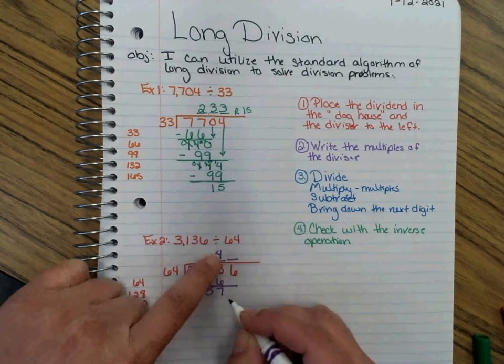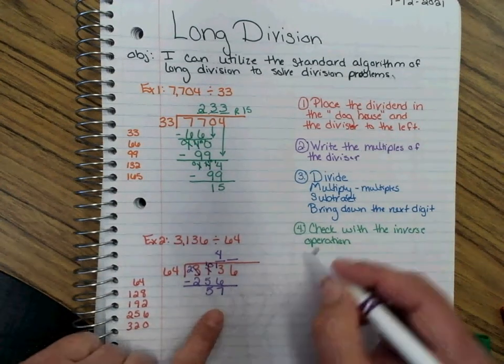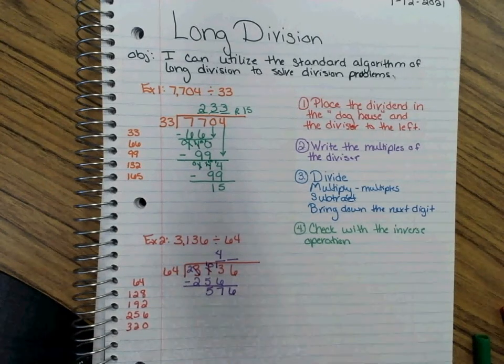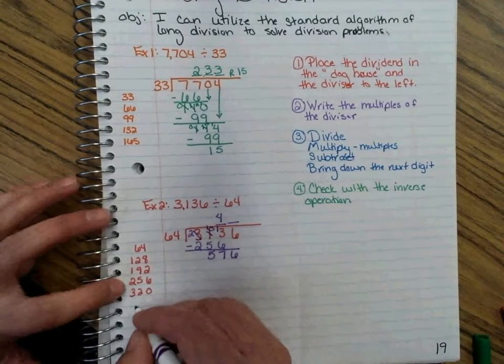Notice my amount here is less than my divisor, and so I know that this is at least reasonable. Okay, if it was greater than that, or if it was the same number as that, I didn't go in enough times. I would need to go in one more time and start over. So now I bring down my next digit, which is 6, so I've got 576.